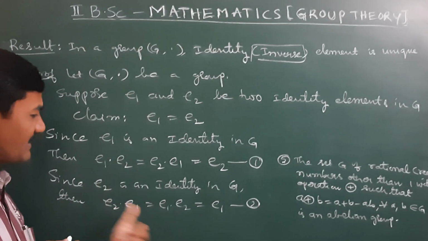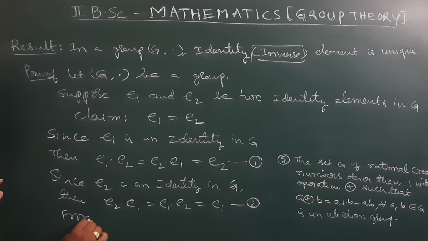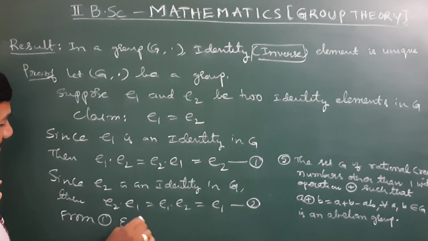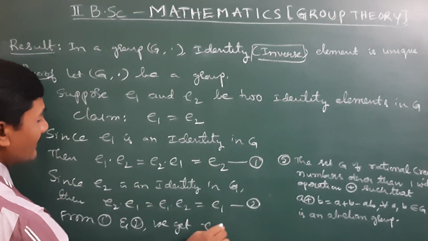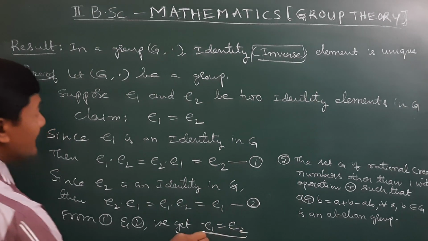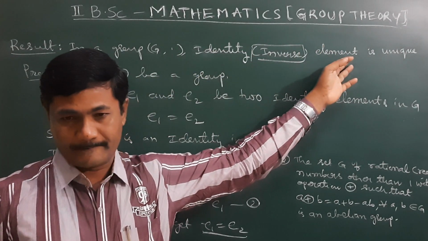Since it is an identity, we are getting E1. From 1 and 2, we get E1 is equal to E2. That is the identity element. In a group G, the identity element is always unique.